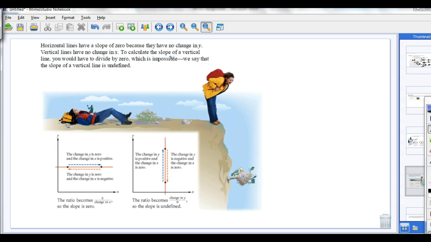And lastly, to calculate the slope of a vertical line, you would have to divide by 0, which is impossible. We say that the slope of a vertical line is undefined. So I'm going up 5, up 3, but I'm going to the right 0, so I'm going to divide by 0, and I know I can't divide by 0. So if we have a vertical line, my slope is undefined. All right, there we go. Just some things to remember and check back with in case you forget.